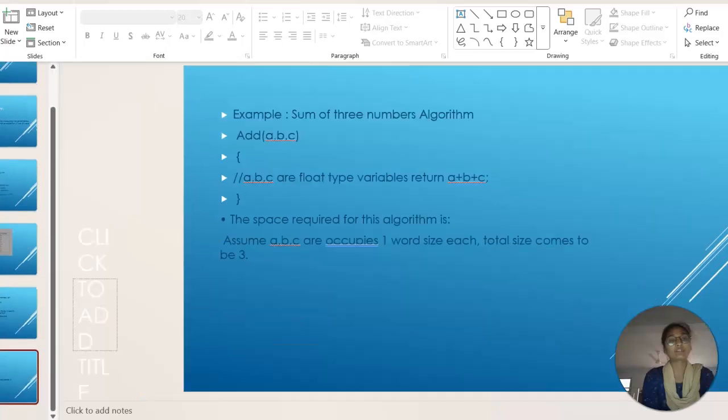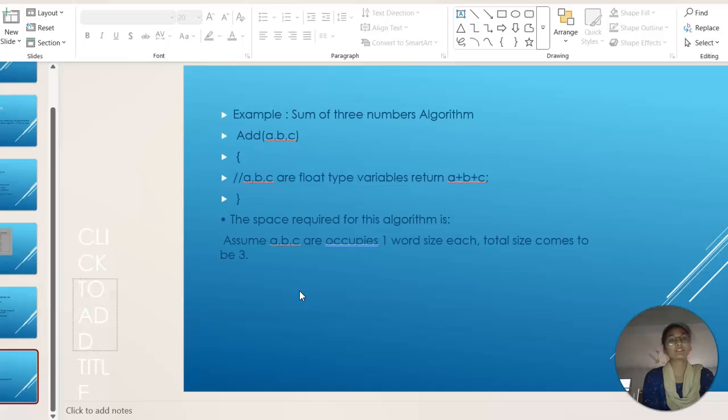And here is an example for space complexity. For example, we have to write the algorithm for the sum of three numbers. First we write Add(A, B, C). And next comes the open parenthesis. Here A, B, C are float type variables. After that, A plus B plus C is computed, and it returns the sum of three numbers. The space required for this algorithm: assume A, B, C each occupy one word size. The total size comes to 3.